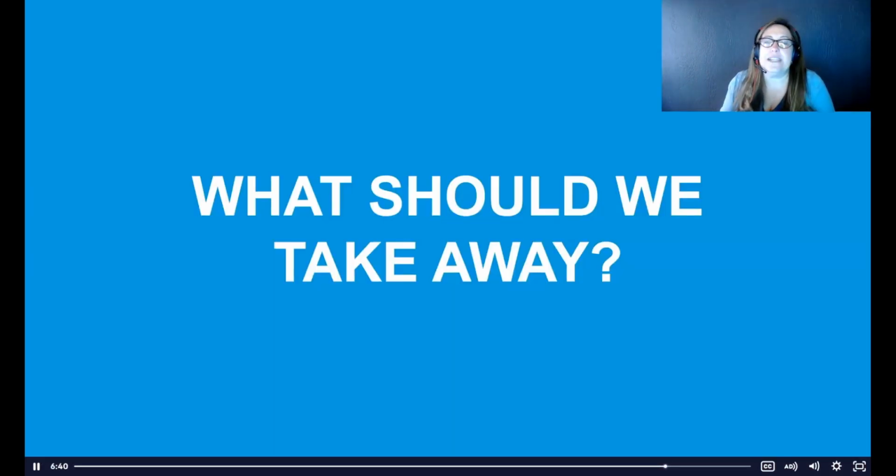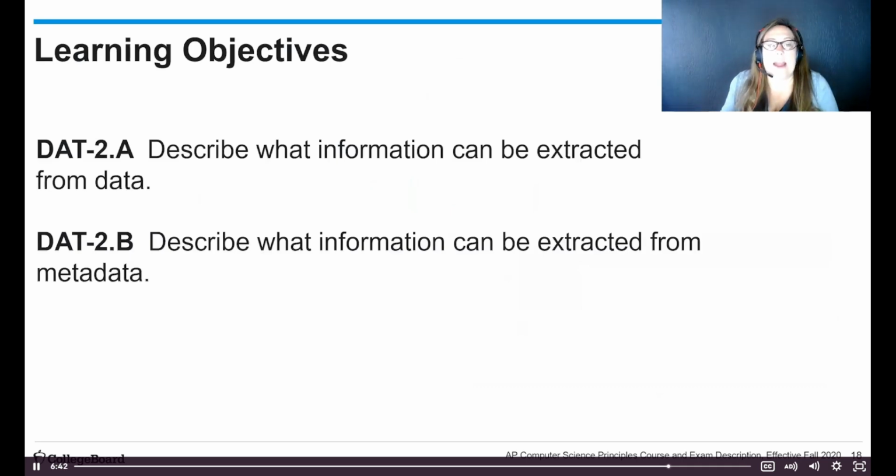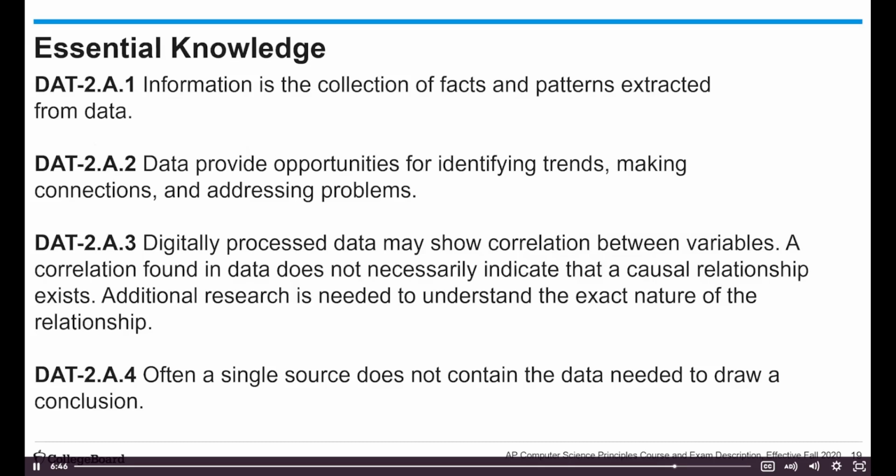So, what should we take away? Well, we can describe information that can be extracted from data as well as from metadata. We need to know information is the collection of facts and patterns extracted from data. It provides opportunities for identifying trends, making connections, and addressing problems. We can process data to show correlation, but remember, correlation does not imply causation.